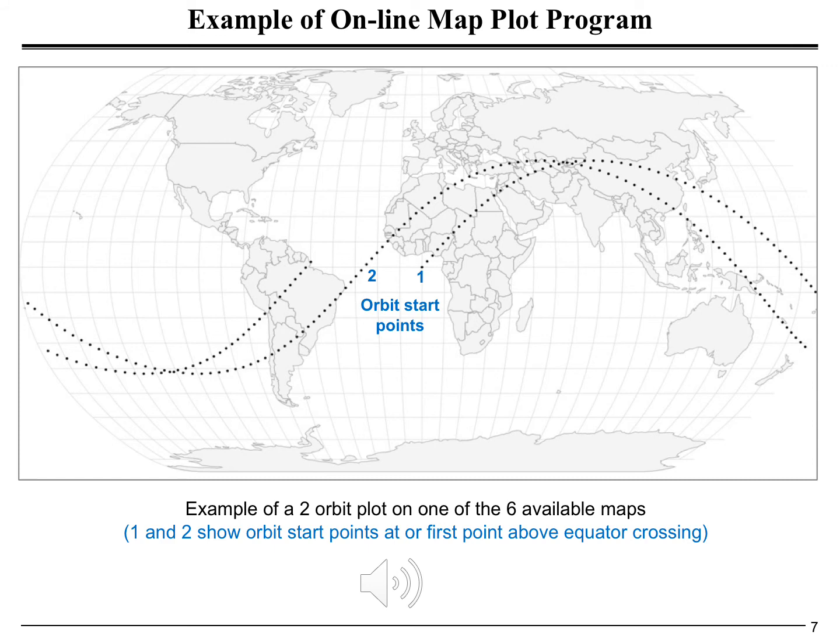It shows 2 orbits that were generated by Orbit Bench. You can see the start of the orbits indicated by 1 and 2. And this is one of the 6 different types of maps that are available for plotting data.